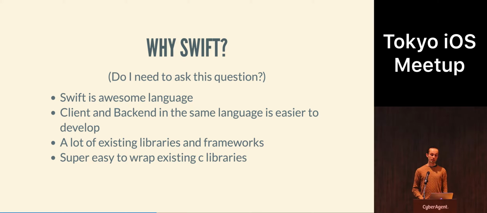Another thing about Swift, it's super easy to wrap existing C libraries. So if you connect these two things, that you have some Linux server in the cloud that already has some C libraries, you can make using these C libraries much easier by wrapping the code in Swift. It's a pretty powerful tool.